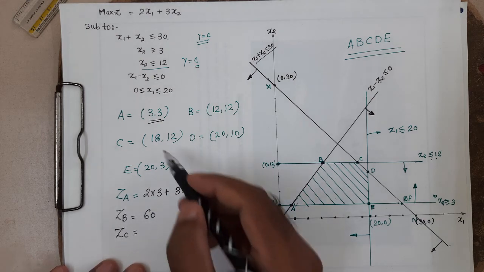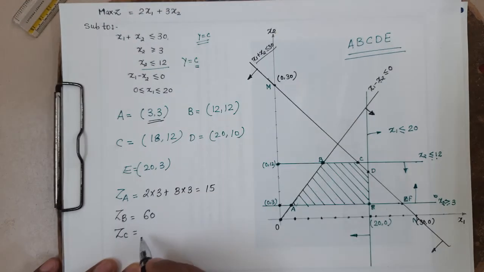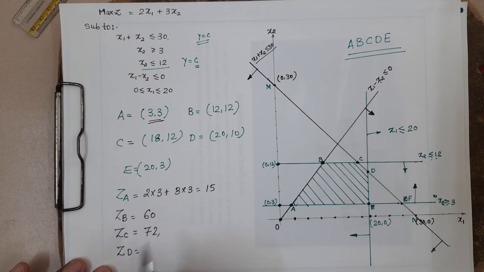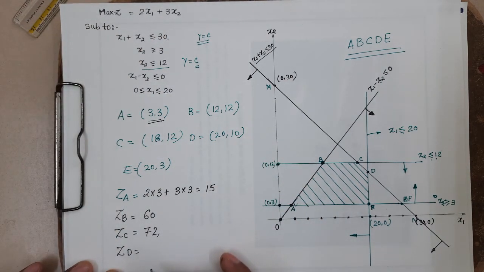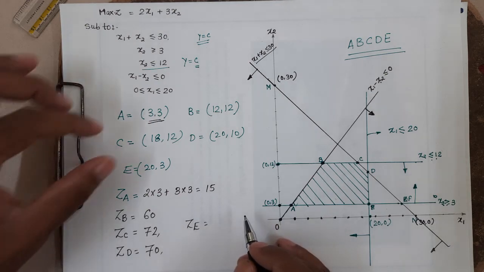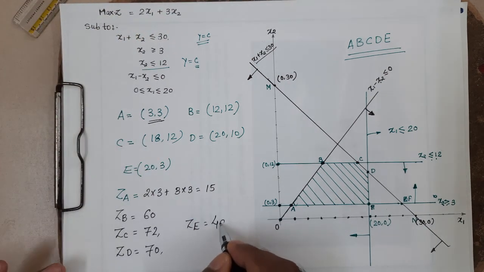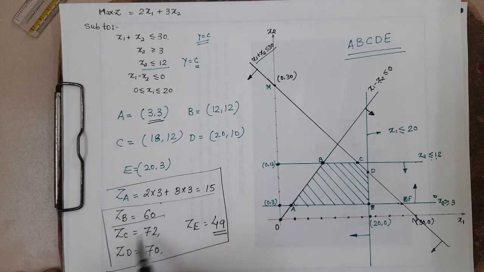ZC, 18 2s are 36 and 12 3s are 36. 36 and 36, that will be your 72. Likewise ZD, 20 2s will be 40, and this will be 30. 40 and 30, that will be your 70. Then ZE, 20 2s are 40 and 3 3s are 9, 40 plus 9, this is 49. So we have calculated Z at all points A, B, C, D and E.